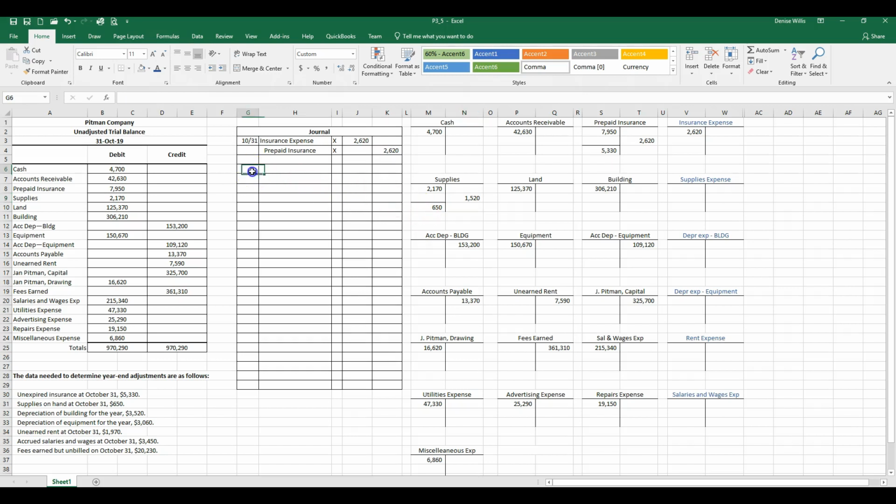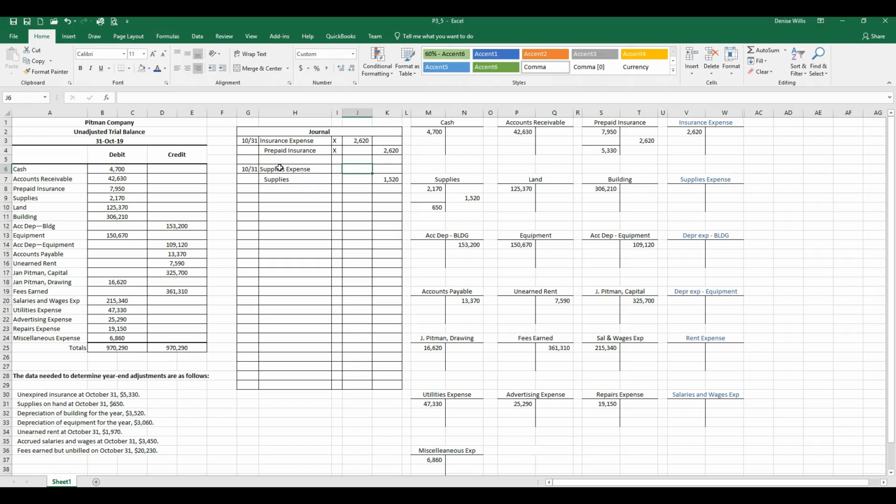Okay, so let's go ahead and make this entry. By the way, I'm dating these all October 31st. All adjusting entries are dated as of the last day of whatever period you're dealing with. Let me go ahead and put the credit in place first because we talked about the credit. So we're going to credit supplies for $15.20. Now what does our debit need to be? Well, hopefully you guessed supplies expense. If you did, you're right.